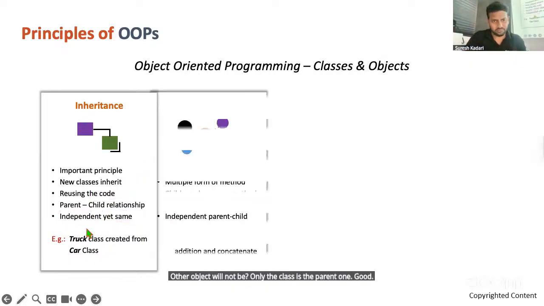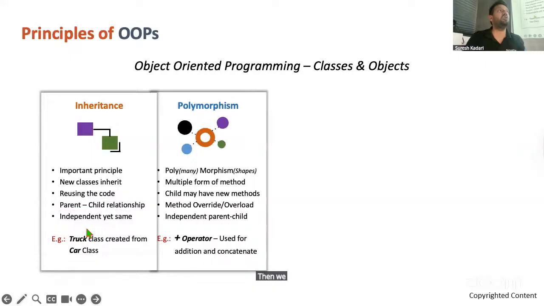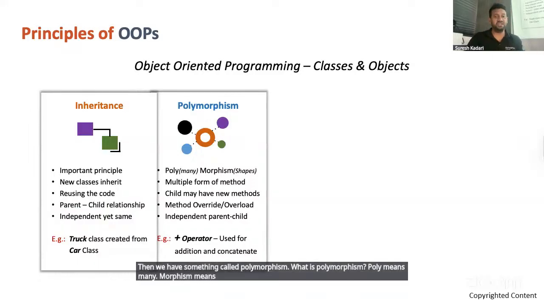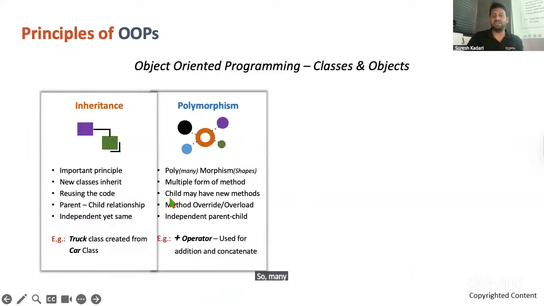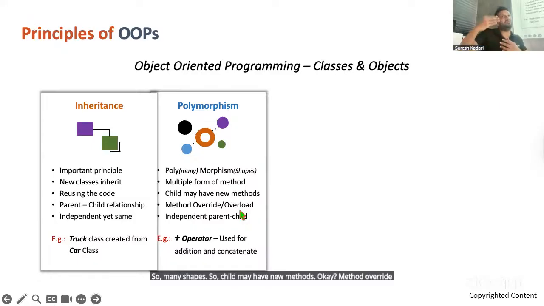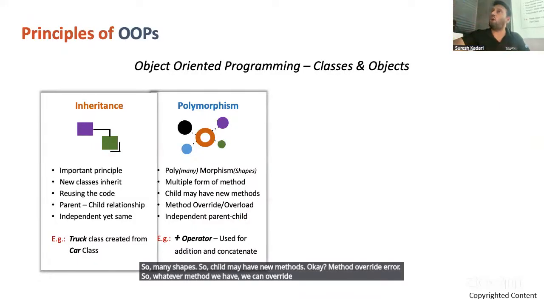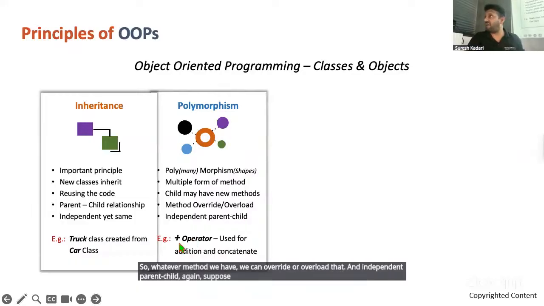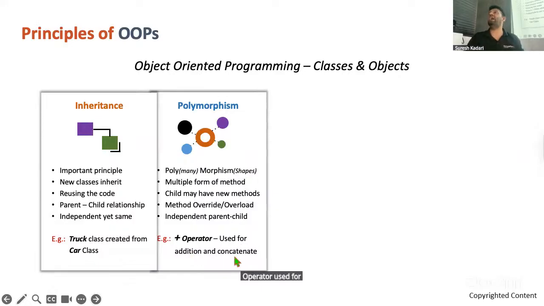Good. Then we have something called polymorphism. What is polymorphism? Poly means many, morphism means shapes. So many shapes. The child may have new methods. Whatever method we have, we can override or overload. And independent parent and child. Again, suppose you have a plus operator used for addition and concatenation.